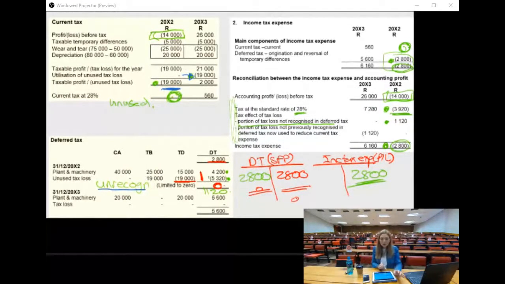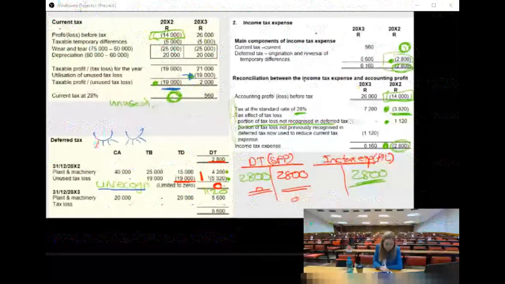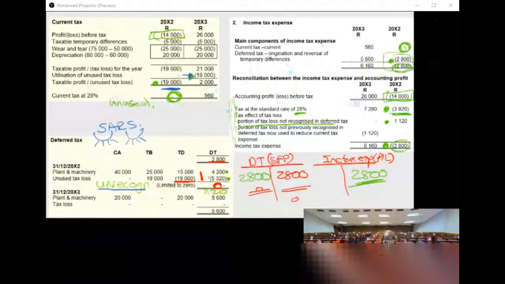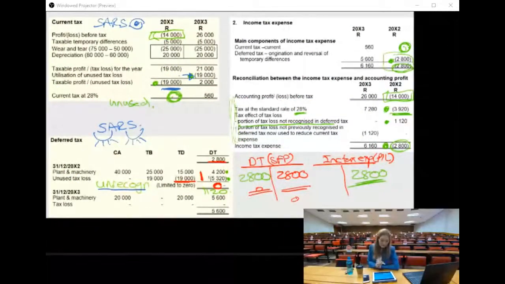The receiver of revenue does not worry about what you recognized and what you didn't recognize in deferred tax. The receiver of revenue does not see that. SARS does not see the deferred tax calc. SARS only sees this calc.